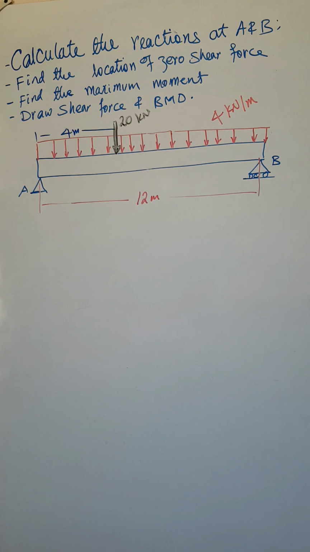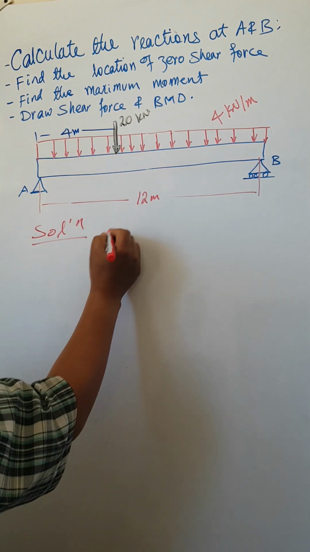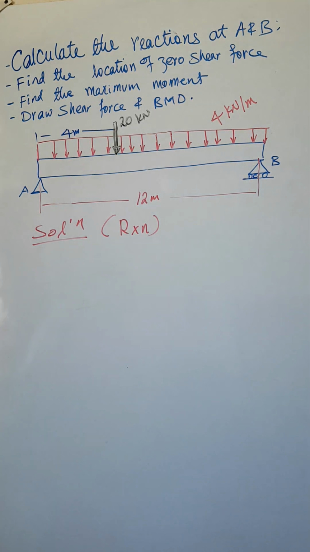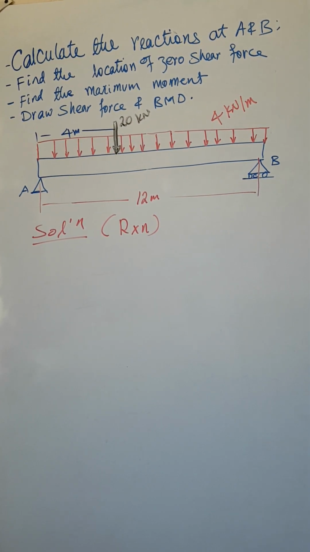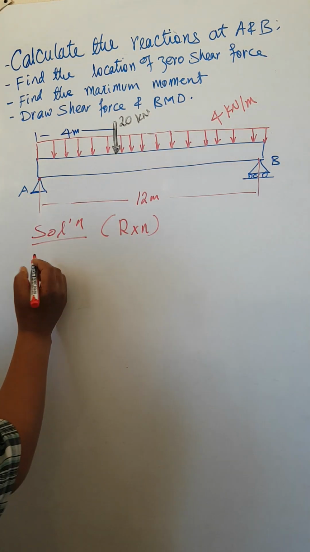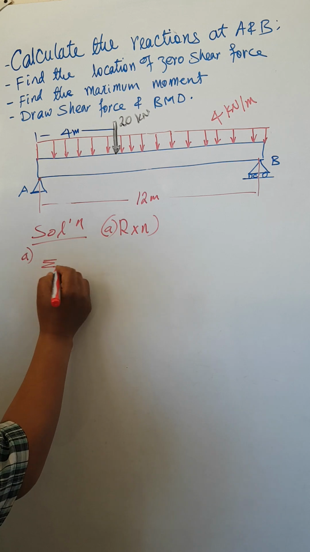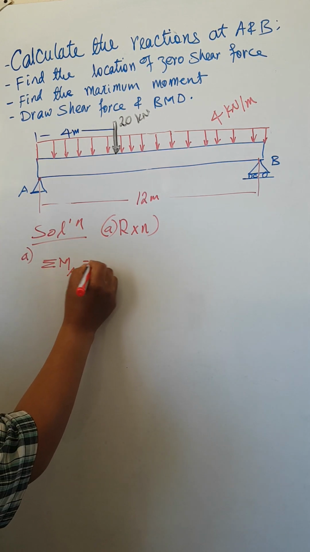Now solution. Here we are supposed to determine the reactions. To find the reactions, what do we have to do? We should find the moment at one point. Okay, moment at this point. Suppose this is A, summation of moment at point A is equal to 0.